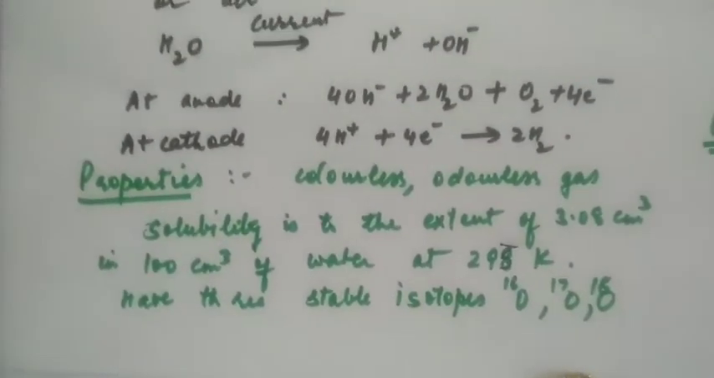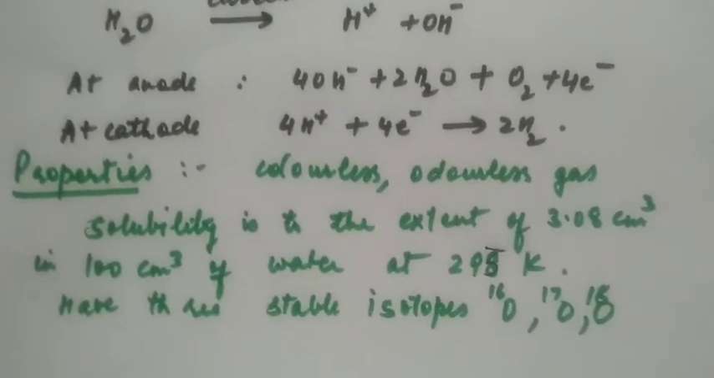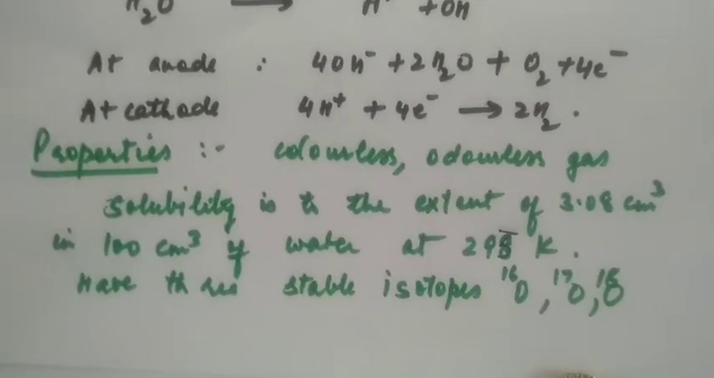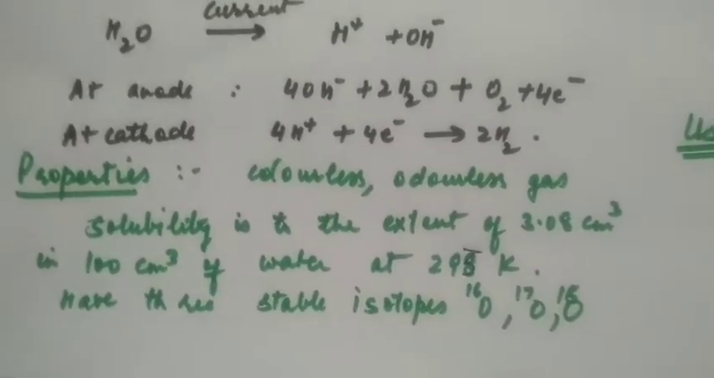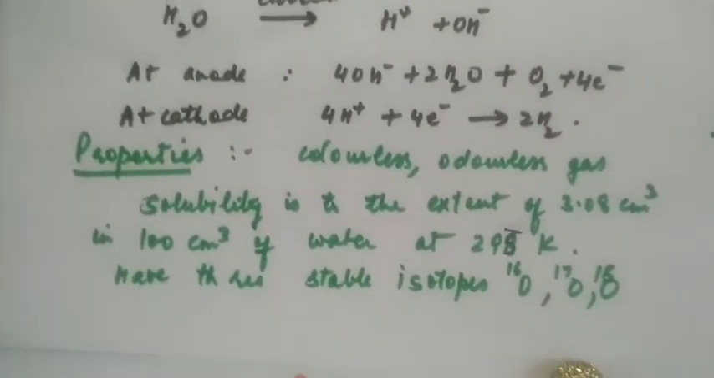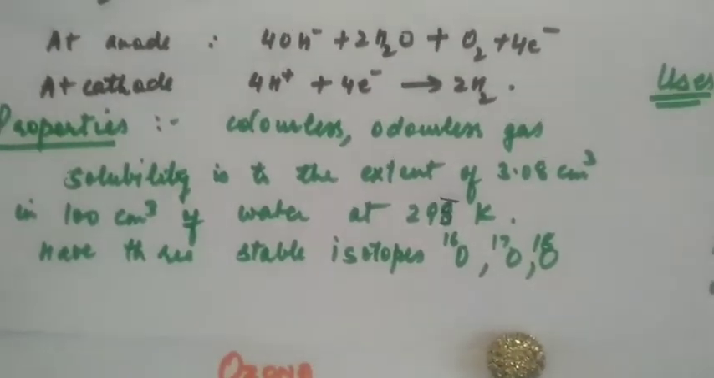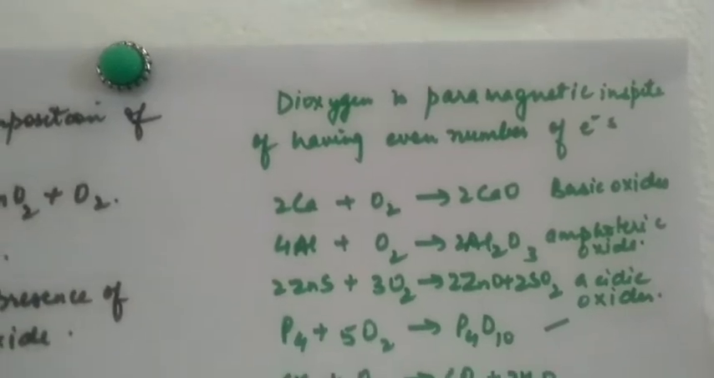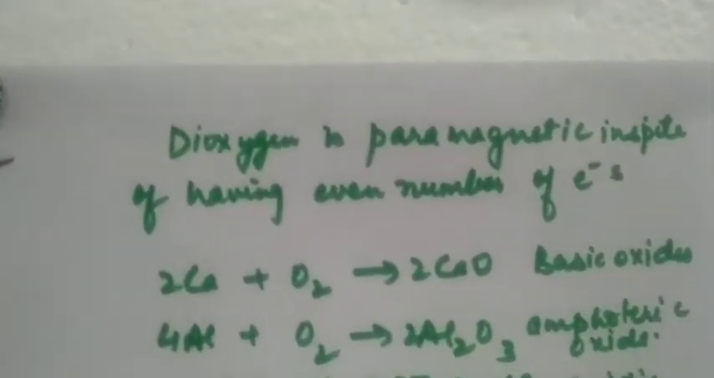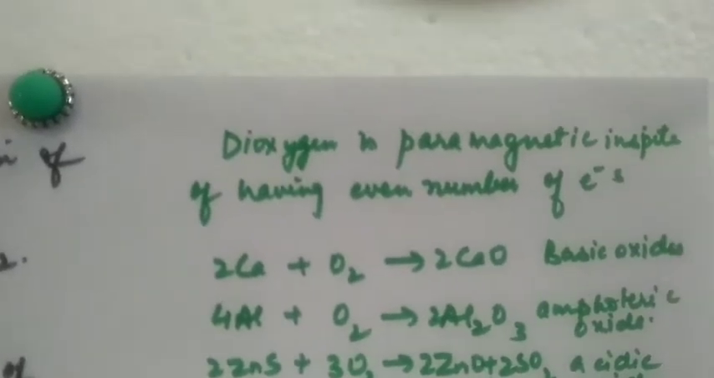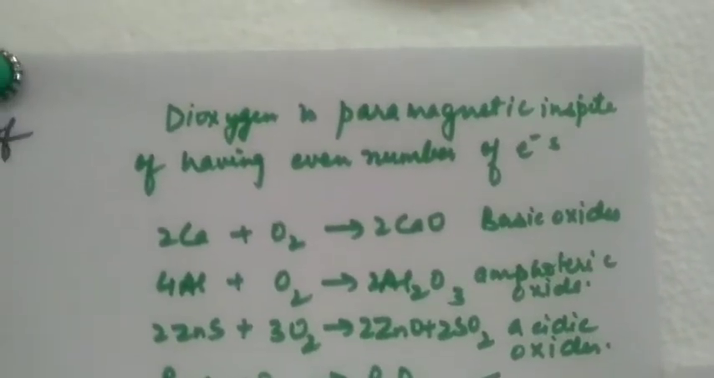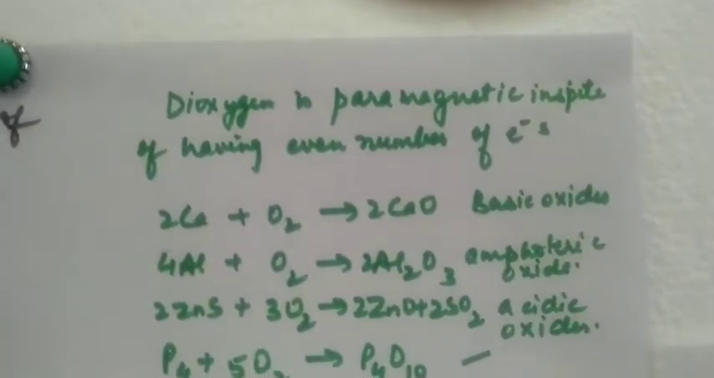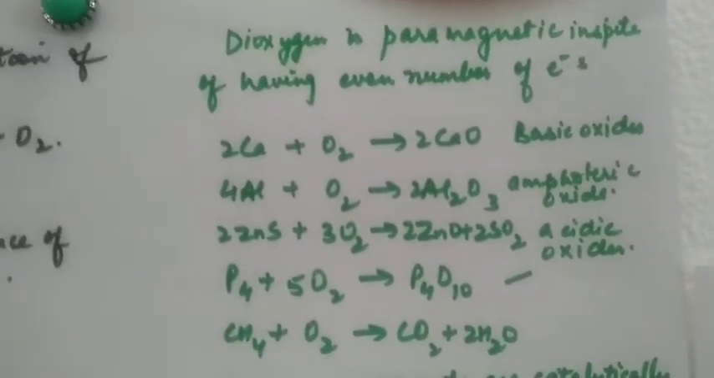Properties of dioxygen: it is a colorless, tasteless and odorless gas. It's slightly soluble in water. Its solubility is to the extent of 3.08 centimeter cube in 100 centimeter cube of water at 293 Kelvin. It has three stable isotopes, O16, 17 and 18. Despite having an even number of electrons, it is paramagnetic in nature because according to molecular orbital theory, the anti-bonding molecular orbitals contain one electron each, giving rise to its paramagnetic nature.